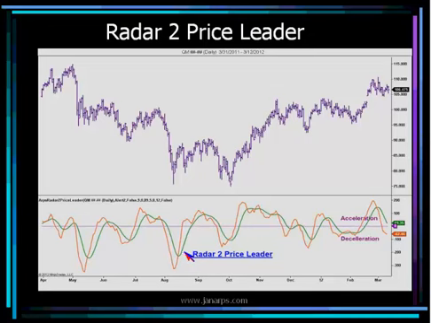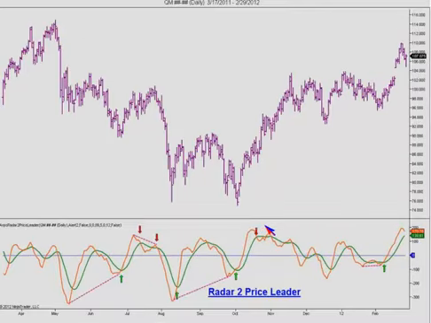And so we've come up with the price leader to calculate the second derivative of the velocity of price, which is the acceleration or the deceleration of price. And it's a two-line oscillator, basically. When the fast line is above the zero line, it's showing us that we're in a mode of acceleration. And when the fast line is below the zero line, we're decelerating. And we use the cross of the fast and slow line to identify our timing signals, when to exit or when to enter the trade. Let's take a look at some examples.